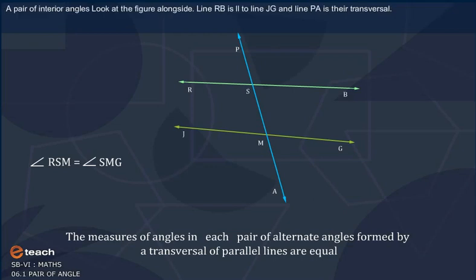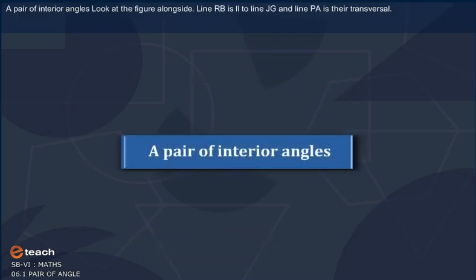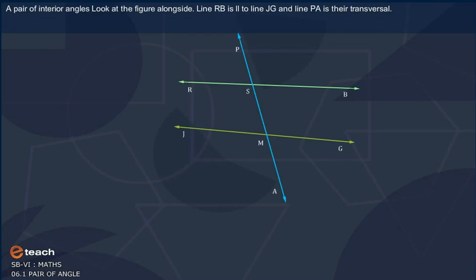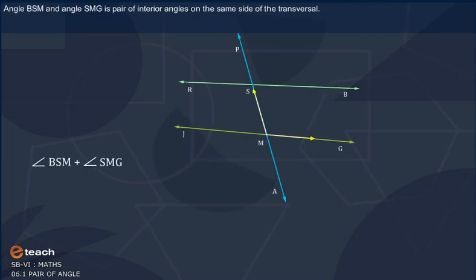A pair of interior angles. Look at the figure alongside. Line RB is parallel to line JG and line PA is their transversal. Angle BSM and angle SMG is a pair of interior angles on the same side of the transversal. The sum of the measures of the interior angles formed by a transversal of parallel lines is 180 degrees.